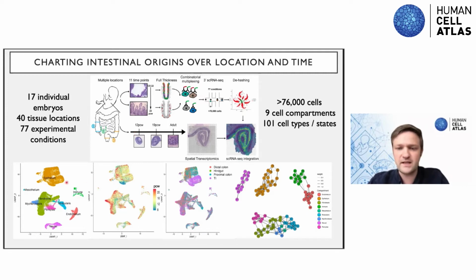In total, the cellular resource generated over 76,000 cells that divided into 9 compartments based on their transcriptional profile, representing the full thickness of the intestine. Even at this detail, it could be seen that clear differences were present in time, such as myofibroblasts appearing late in development, or in location, such as epithelial dividing into proximal and distal derivatives. Zooming in, we could then annotate all the cell states and subtypes, in total annotating 101 and their interrelationships.